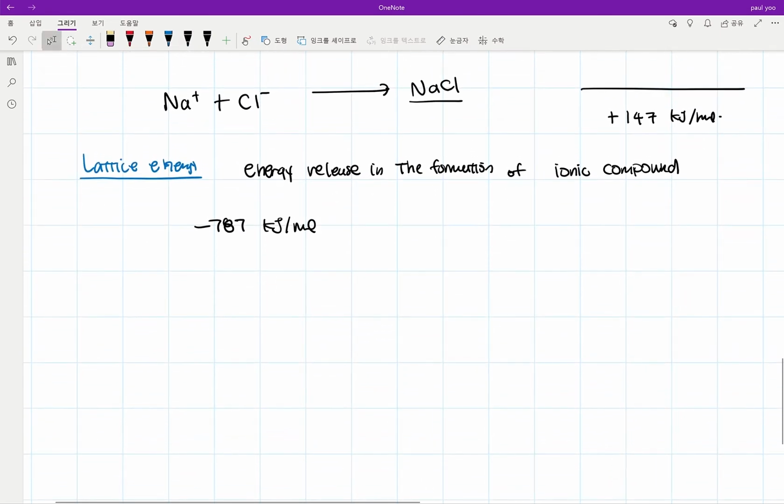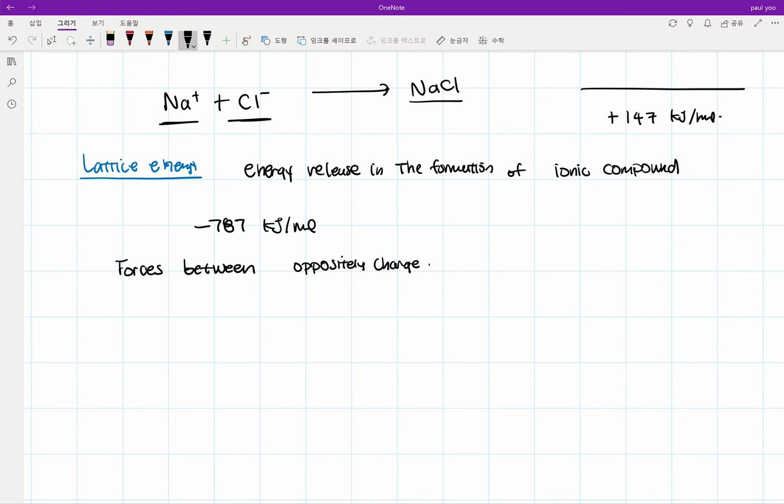So the forces between oppositely charged particles are called electrostatic or Coulombic.